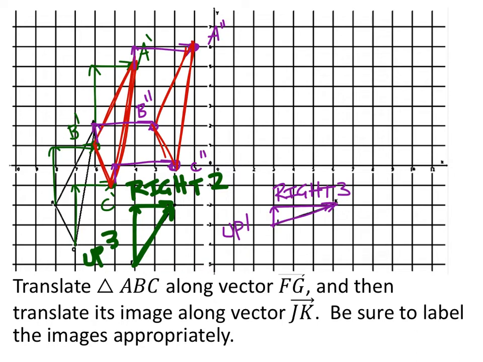Be careful on these because, for example, if this FG were listed as GF, it would have been down and to the left. So the order of the letters makes a huge difference.